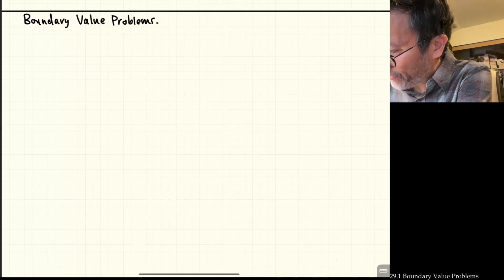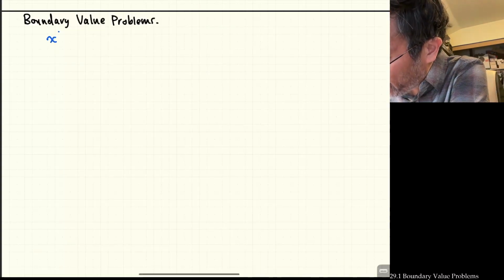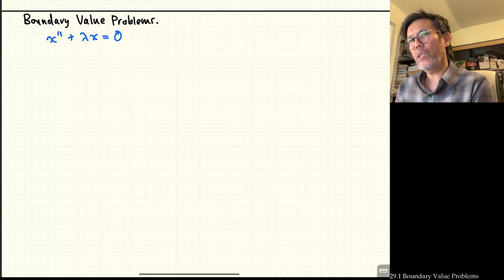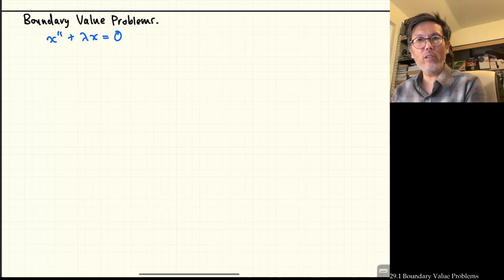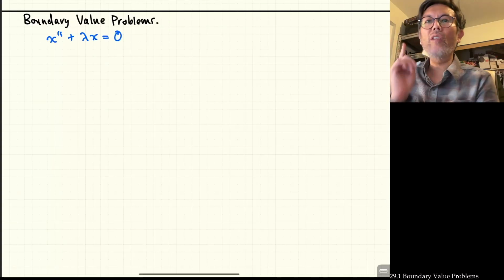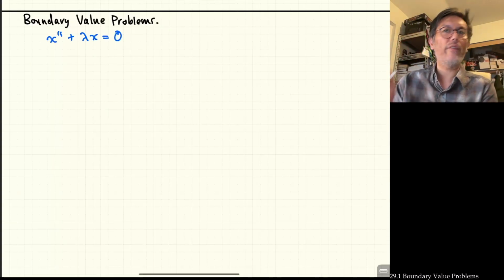So what is a boundary value problem? Well, we're going to study a specific one. It's going to look like this: x double prime plus lambda x is equal to 0. Now that's a second order differential equation. Lambda here is a number. It's a constant. So it's got constant coefficients. So this is not unlike what we would have studied a month ago. And in fact, you should know how to solve this.